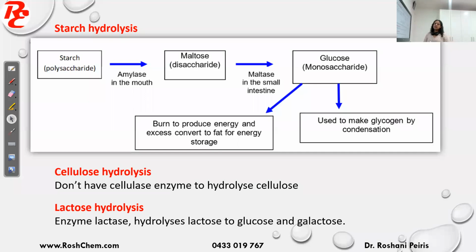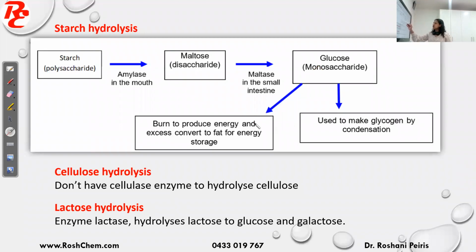Okay, so now we look at starch hydrolysis. So starch hydrolysis starts in your mouth, where starch by amylase is going to maltose, which is a disaccharide. So starch is a polysaccharide. So by amylase enzyme, starch is becoming maltose. And then maltose by maltase enzyme in the small intestine is becoming glucose, which is the monosaccharide.